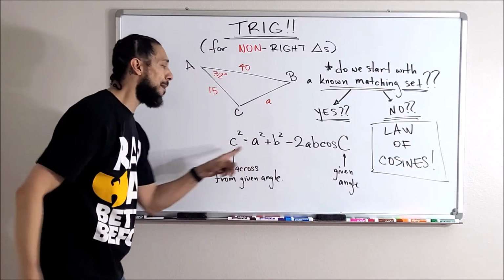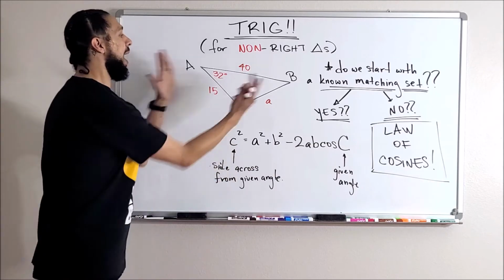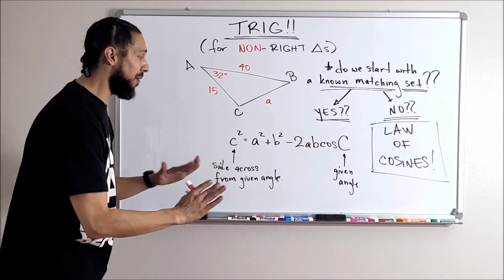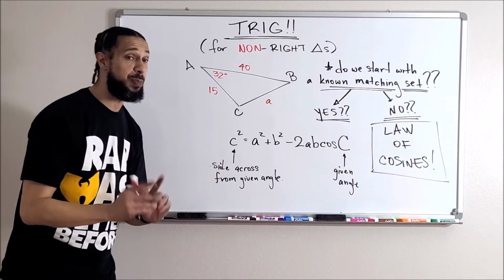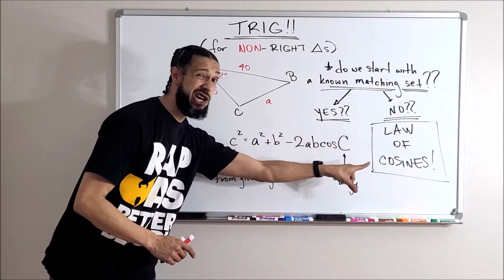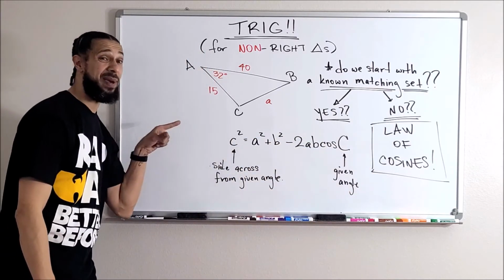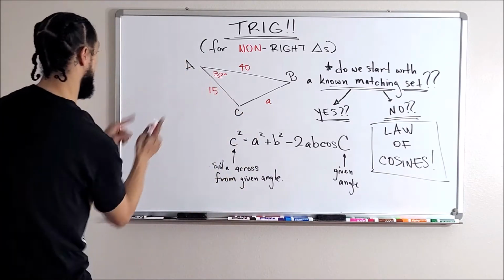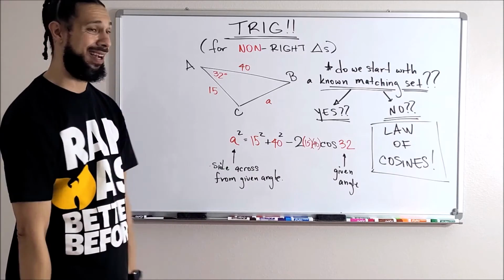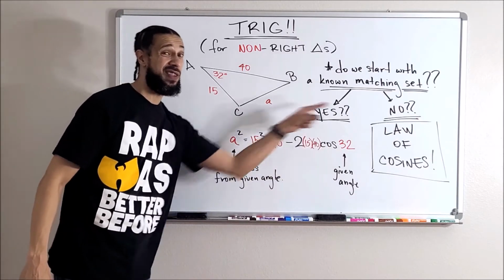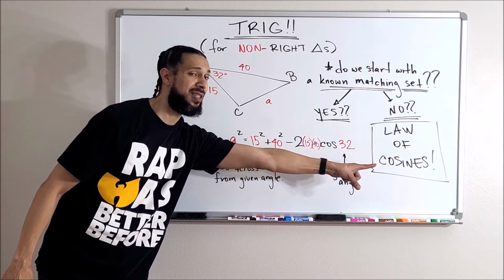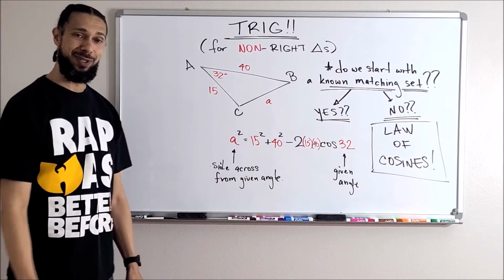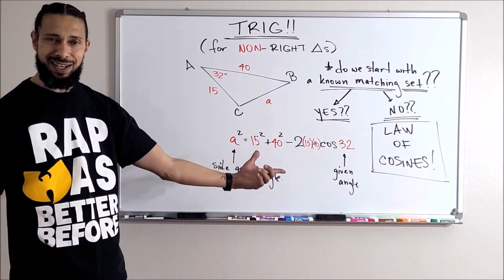Now, notice my letters don't necessarily match up with this triangle. There are different versions of this. However, as long as you always put a given angle here and the side across from it here, you're good. Just like that. The given angle goes at the end of the formula, and the side across from that given angle is at the very beginning of the formula. This is all calculator work now.